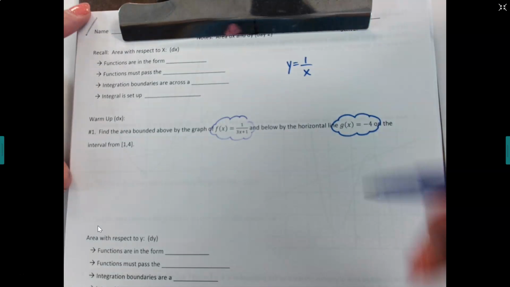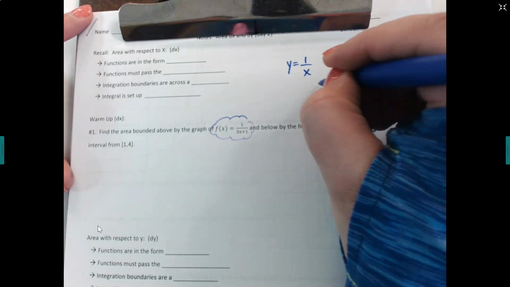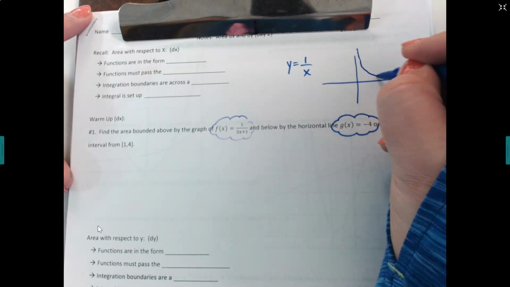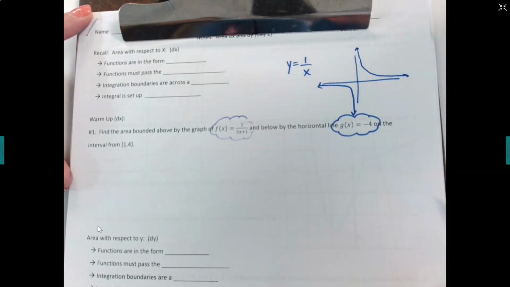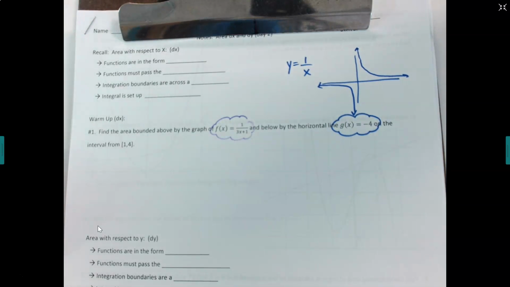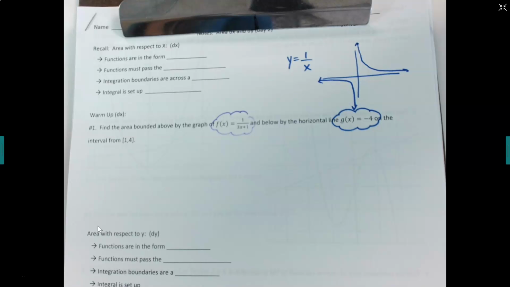Can you move the paper down, please? Yes, I can. Okay, 1 over x looks like this. You have 1 here, and then you have 1 here. Do you remember that as a parent graph? Okay, so 1 over 3x plus 1 is basically that same graph. It's just a little bit flatter, but it doesn't really matter.